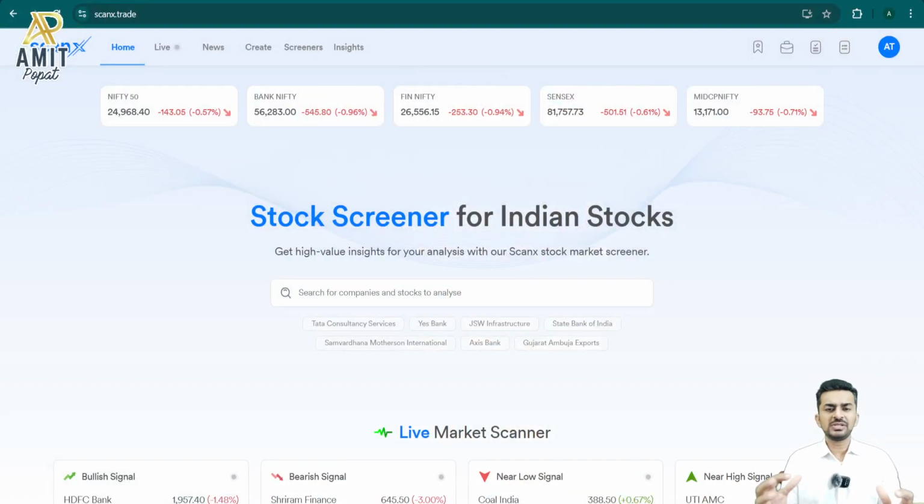So, let's get started. This is an absolutely free platform called Scanex, scanex.trade, which is developed by Dhan. If you have an account in Dhan, you can use this screener for free for lifetime. And the best part is you can have one-click execution as well. Of course, we are going to use the screener in the time to come, but this is the first fundamental thing that you can get started with.